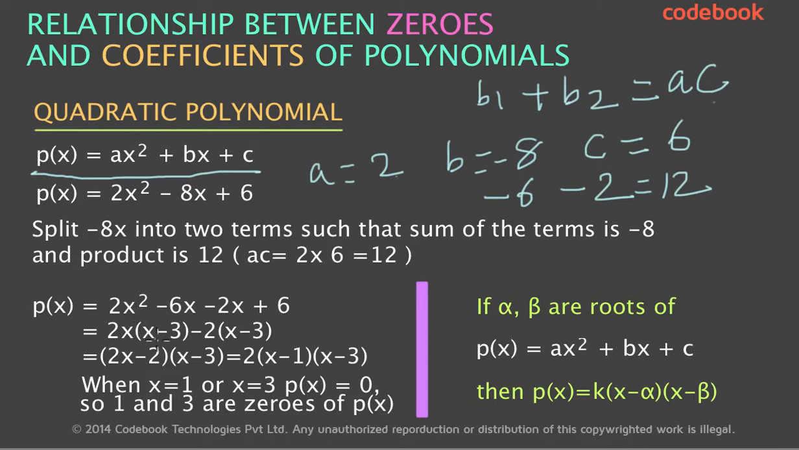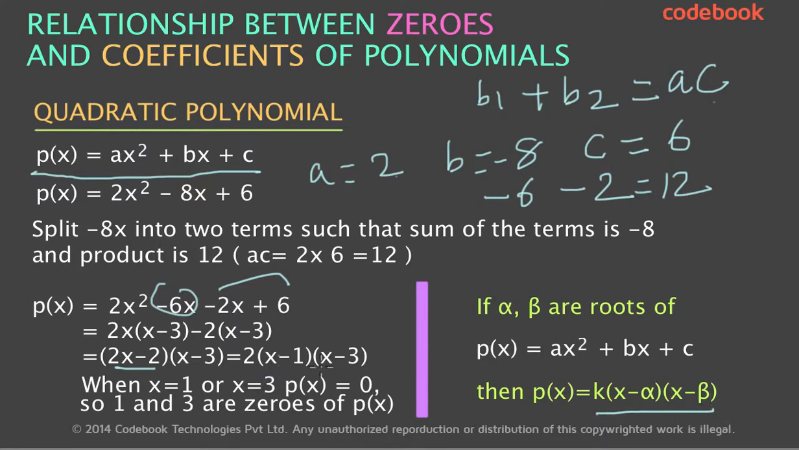So now taking 2x as common, you will have 2x times x, which is 2x square, minus 3, which is minus 3 times 2x is minus 6x. Similarly, taking minus 2 common in these two terms, you will have x minus 3. So this is nothing but 2x minus 2 times x minus 3. You can take 2 common in the first term and it becomes 2 of x minus 1. So if you observe now, this is in the form of k times x minus alpha times x minus beta, where alpha is 1, beta is 3 in this case.